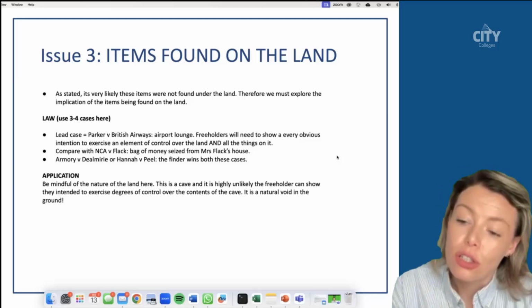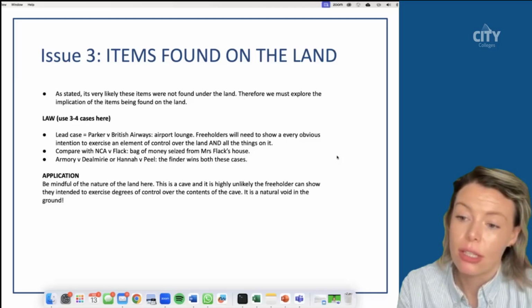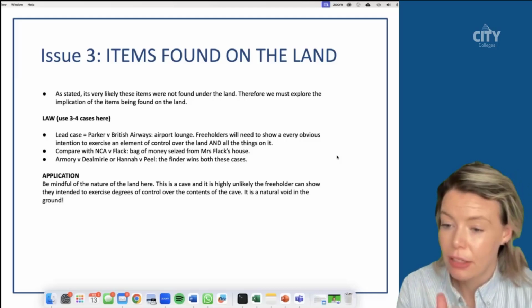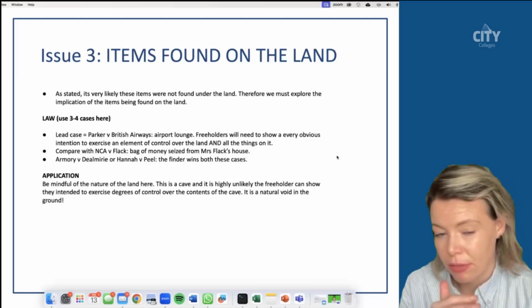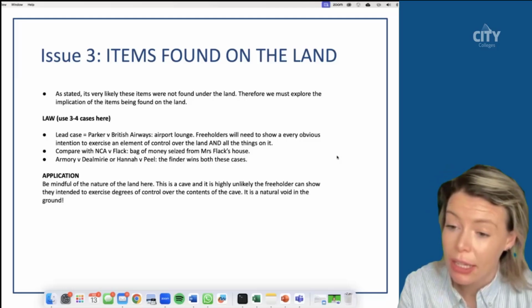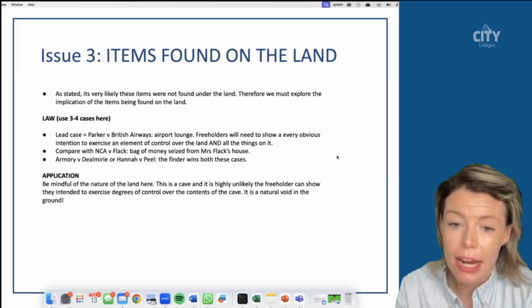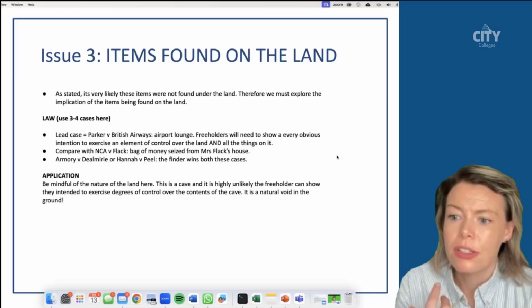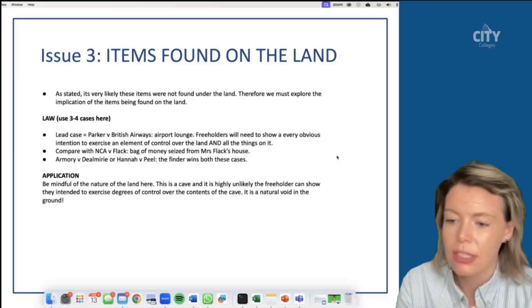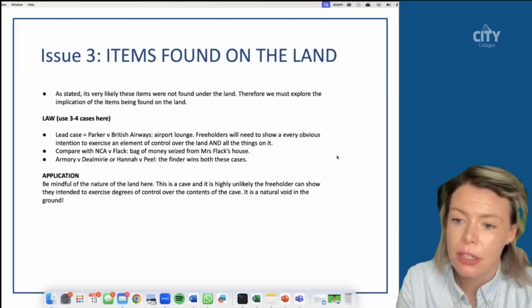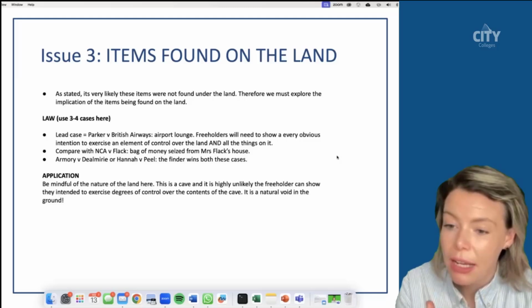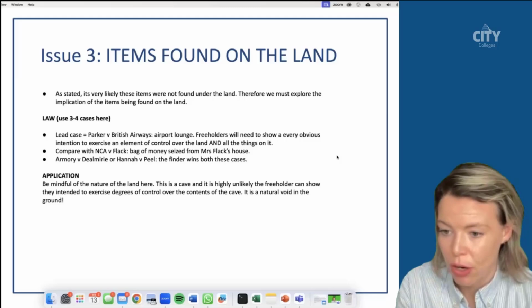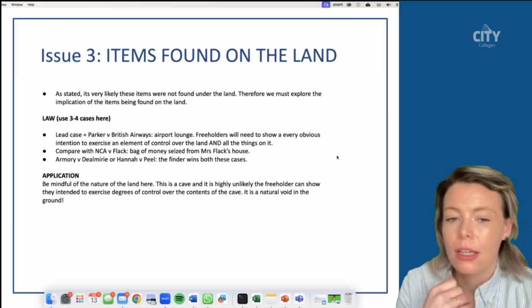So what you need to do post British Airways case is look at the nature of the land. And you need to compare the facts of the National Crime Authority in Flack, where it was a domestic dwelling. She didn't know the bag of money was there, Mrs. Flack. It was in her son's bedroom under the floorboards. But it was her domestic premises, and the court said this woman doesn't need to know of everything that's in her property, but it's her home. She can be expected to have an intention to exercise an element of control over all the items on the land.